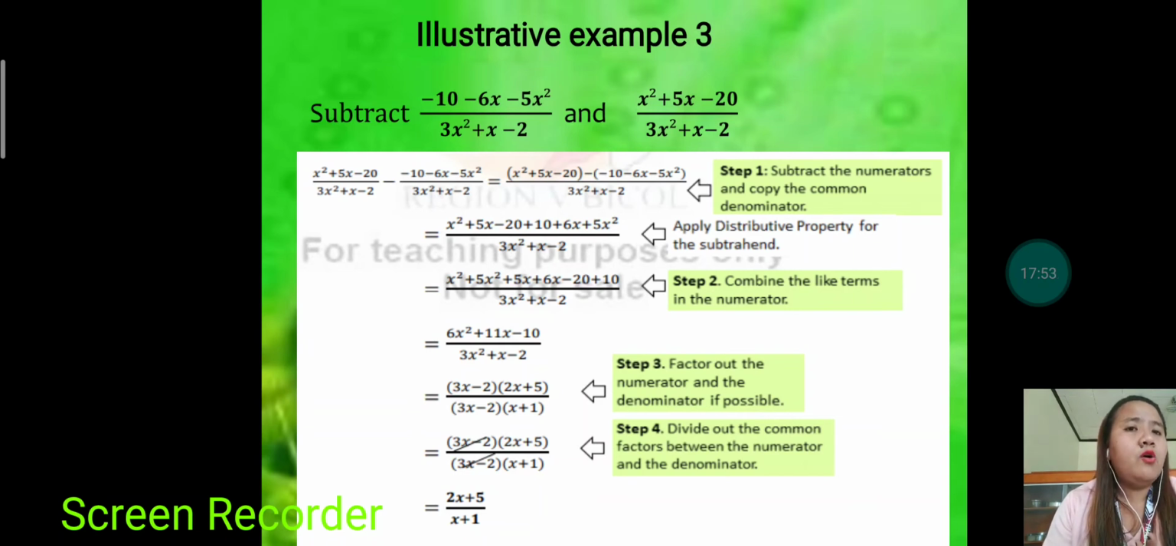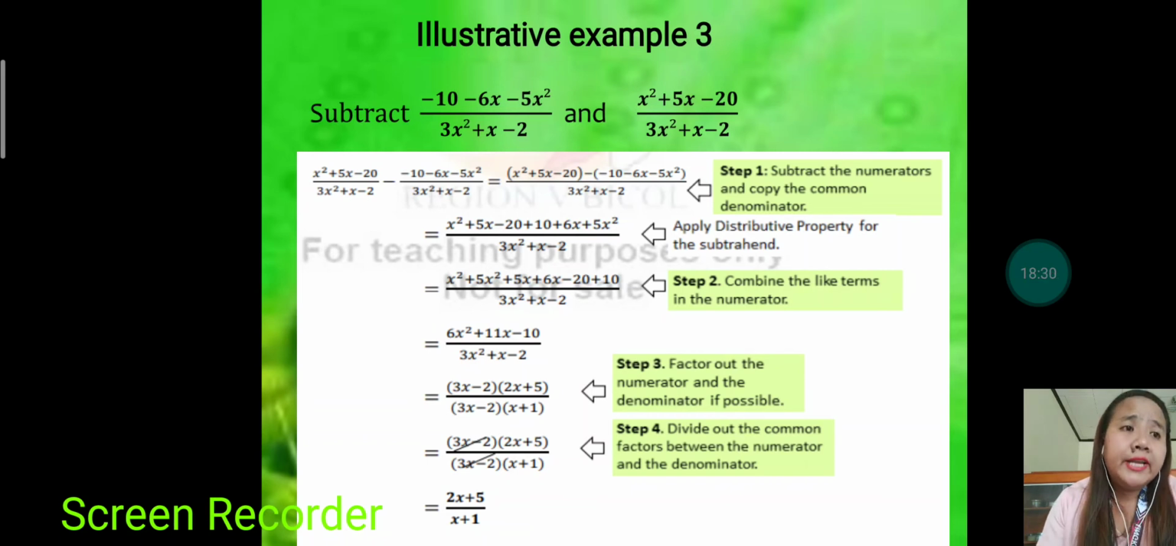So, ano ba ang common factor ng numerator at ng denominator? So, as you can see in the example, we have 3x minus 2. So, cancel or divide out the common factors, which is the 3x minus 2, and copy the factor na natira doon sa ating numerator at denominator. Alin ba ang natira? So, we have 2x plus 5 and x plus 1. Therefore, that is our final answer.